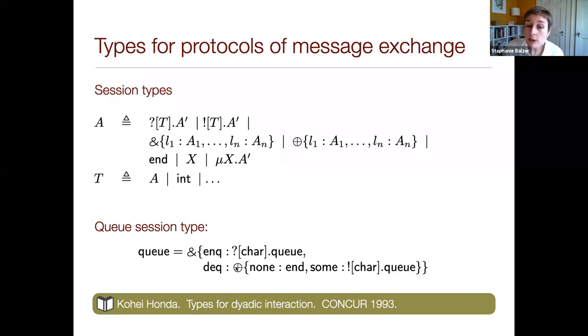So what will the queue do in response to a DQ message? It will tell the client whether the queue is empty or it is not empty. If the queue is empty, it will send the label none to the client, and then it will simply terminate. Otherwise, if the queue is not empty, it will send the label sum to the client, then it will send the character to be dequeued, and then it will recurse.